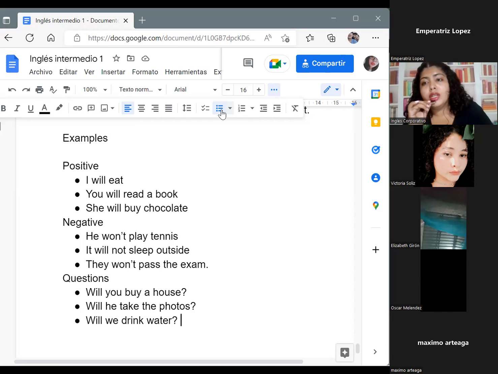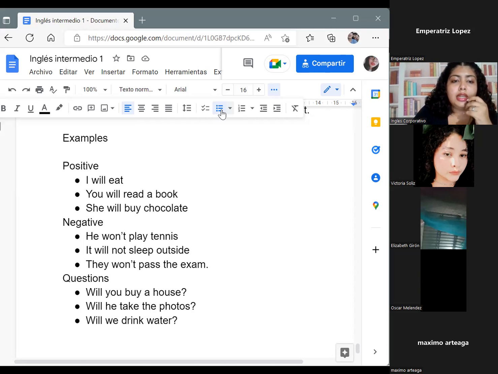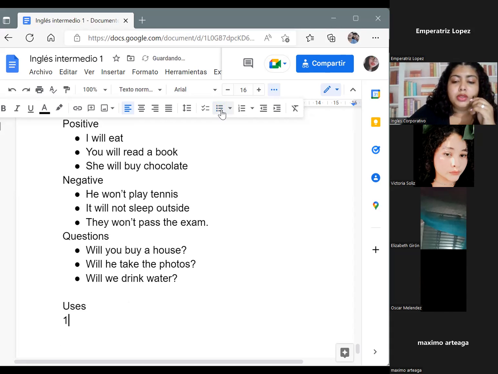So, what are the uses that we can give to this structure? We have 1, 2, 3, 4, 5, 6, 7 uses that we can have for this structure. So let's see what are the uses that we can give for the future simple. In the use number 1, we're going to write it with a number. In the use number 1, we have an instant or a spontaneous decision.